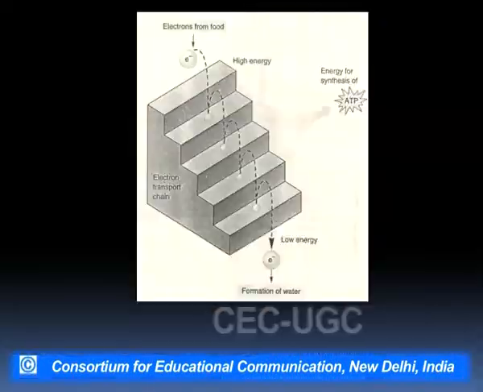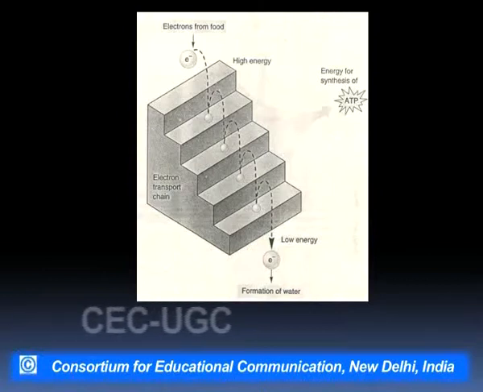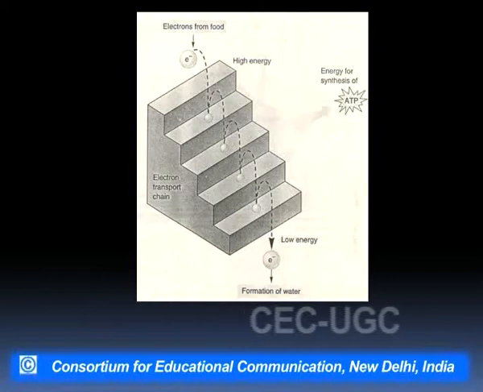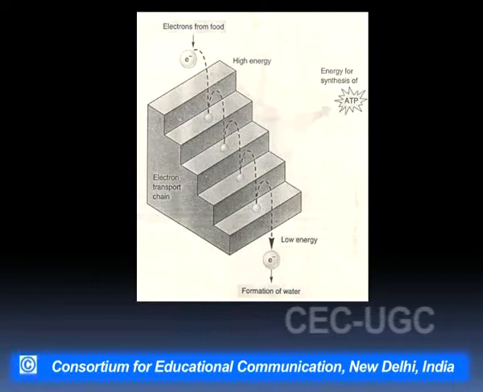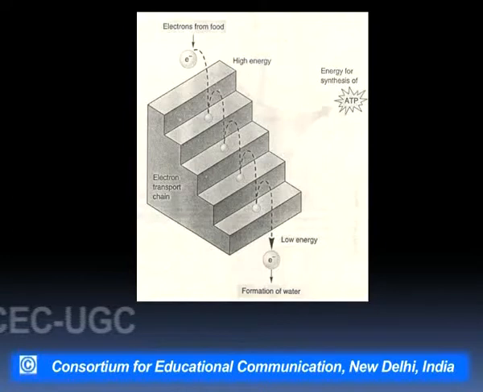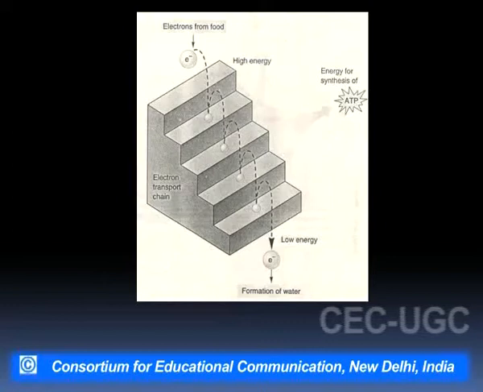So, to summarize, the electrons have to pass through a stepwise downward movement, from a high energy to a lower energy level, and when they reach the redox potential of oxygen, then only water would be formed. So, this is the answer to the second question that we asked ourselves earlier as to what is the need of an electron transport chain in the first place.